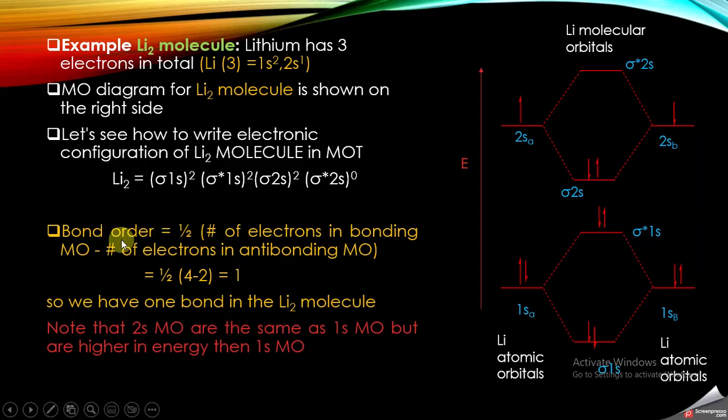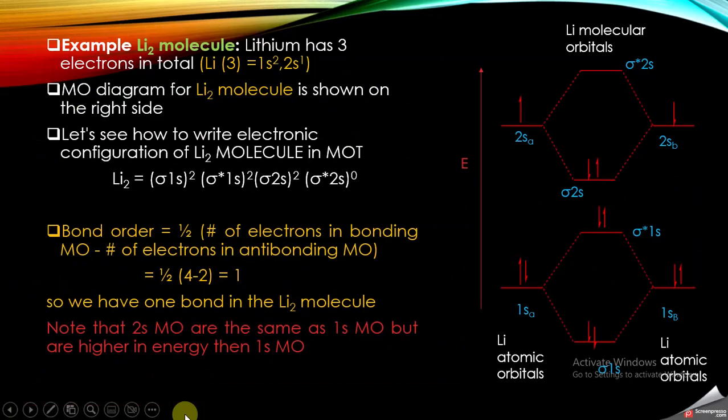Now we find out the bond order, which is again half the number of electrons in the bonding molecular orbitals minus the number of electrons in the anti-bonding molecular orbitals. So we have 4 minus 2, because we have a total of 4 electrons in the bonding molecular orbitals, 2 here and 2 here, and we have only 2 electrons in the anti-bonding molecular orbitals. So 4 minus 2 divided by 2 we get 1. So it means we can have one bond between lithium atoms to form the lithium molecule.